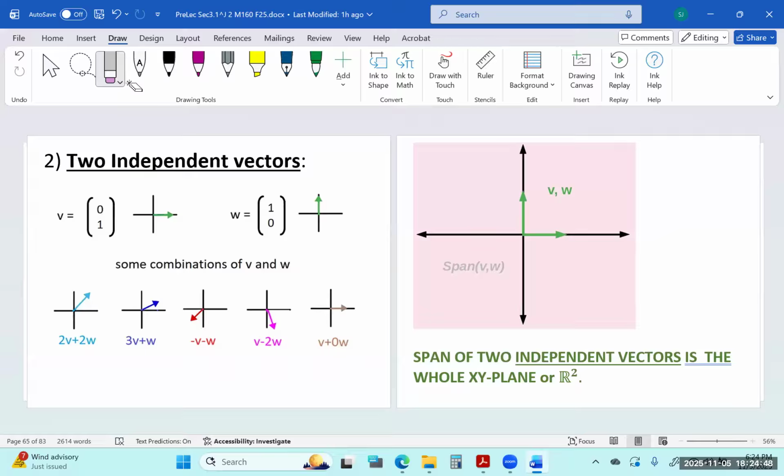So in the exam, I'm going to give you a multiple choice. Is this true or false? Two linearly independent vectors span entire R2. Or, two dependent vectors span entire R2. Is it true or false? Something like that. Okay. Any questions so far? No?